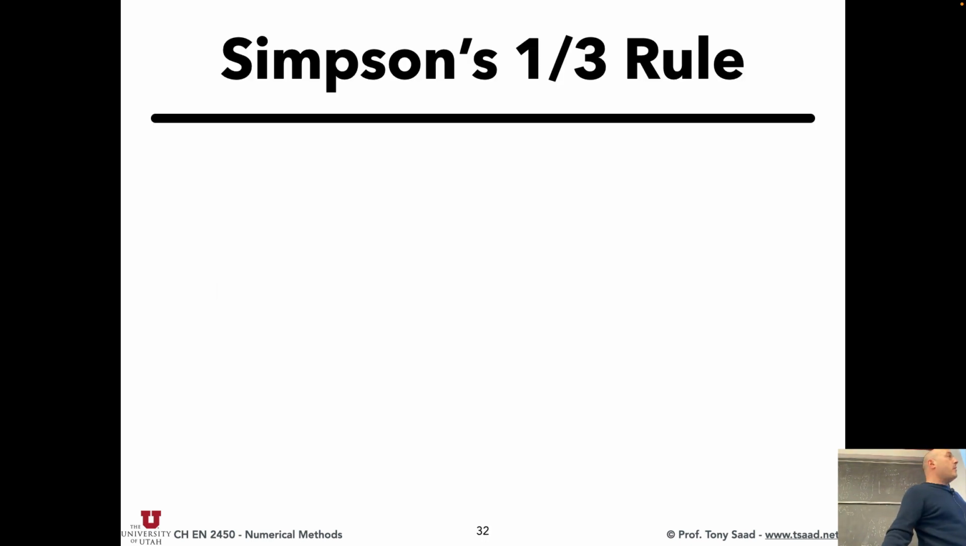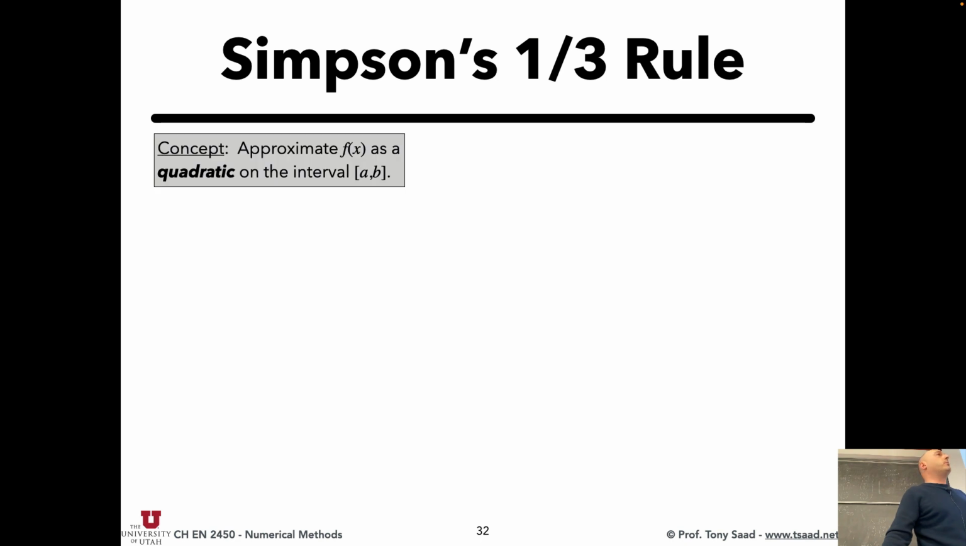All right. Now there's an even better approximation. What if we go to a quadratic polynomial, a second-degree polynomial? If you approximate the function as a quadratic on the interval a and b, then you get what's called Simpson's one-third rule.